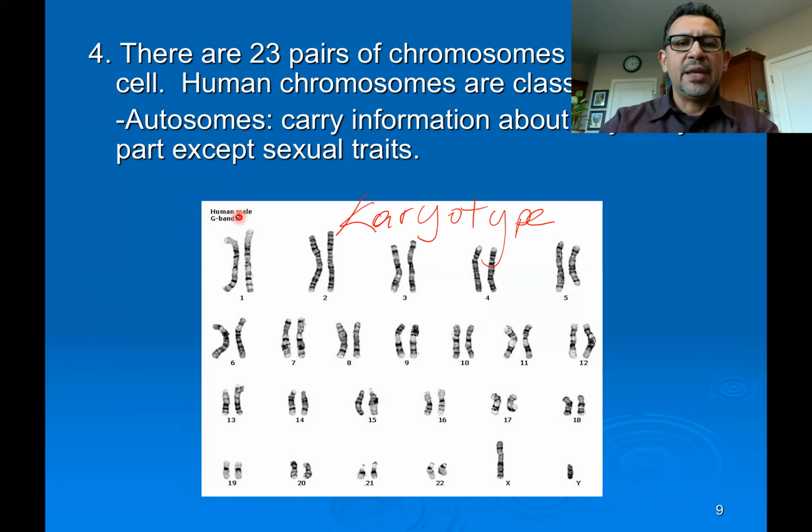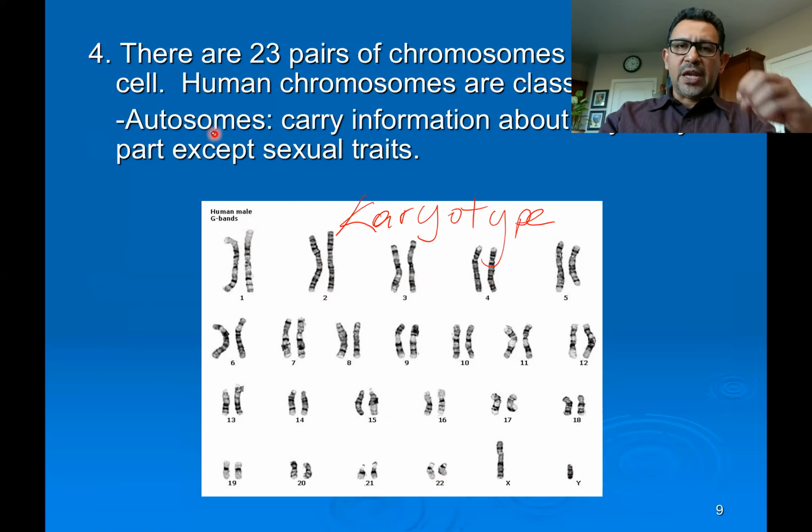This is going to be the human male bands, and that is further confirmed because we can see that there is an X and a Y chromosome down here at the bottom. So in this karyotype, you can see that humans have 2 chromosomes, number 1, 2 chromosomes, number 2, number 3, number 4, all the way down to pair 22. These chromosomes, number 1 through 22, are going to be known as autosomes.